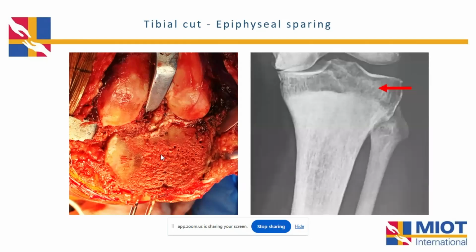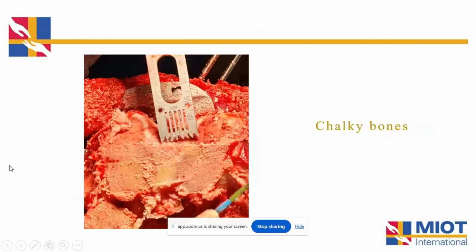And I was going through literature. There are some diseases like osteopetrosis where the epiphysis is paired. So we were lucky enough, we took the tibial cut without much difficulty and without any much delay. And as we were doing the femur cuts, we had this chalky type of consistency. We came to know that the bone consistency is chalky.